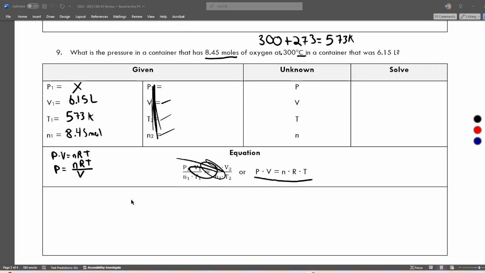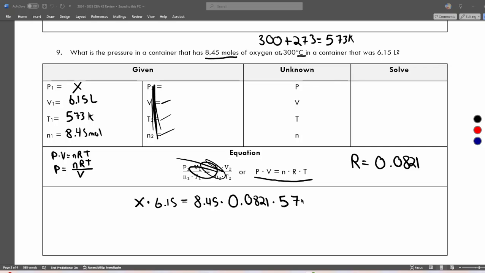My pressure is X, I don't know what my pressure is, times V, 6.15, is equal to n, which is 8.45, times R. Don't forget, R is the universal gas constant. We'll give you this number on the test, 0.0821, times my temperature, which we calculated to be 573 Kelvin. Excellent.